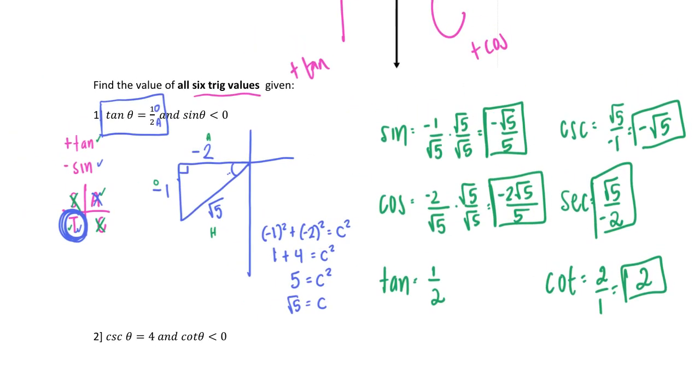That is the style of the problem that we're going to be working on today. Zoom in and take a look at example number 2. We'll start out, just like we did in that last problem, by figuring out which quadrant we're going to sit in. So they give us that the cosecant of theta is equal to 4.